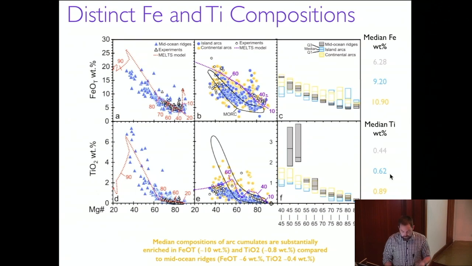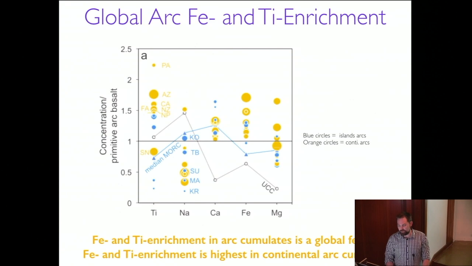And this is significant, and it speaks to the debate about the origin of the continental crust and those two different trends. What I've shown here is a diagram showing the concentration of these 5 elements normalized to a primitive arc basalt, comparing upper continental crusts and mid-ocean ridge cumulates with cumulates from island arcs and from continental arcs. And what you see all over the globe, all these are different locations around the globe, is that iron and titanium enrichment in arc cumulates is a global feature. In addition, iron and titanium enrichment is highest, as I showed you on the previous graph, in continental arc cumulates. That's the fundamental relationship that we need to try and describe.